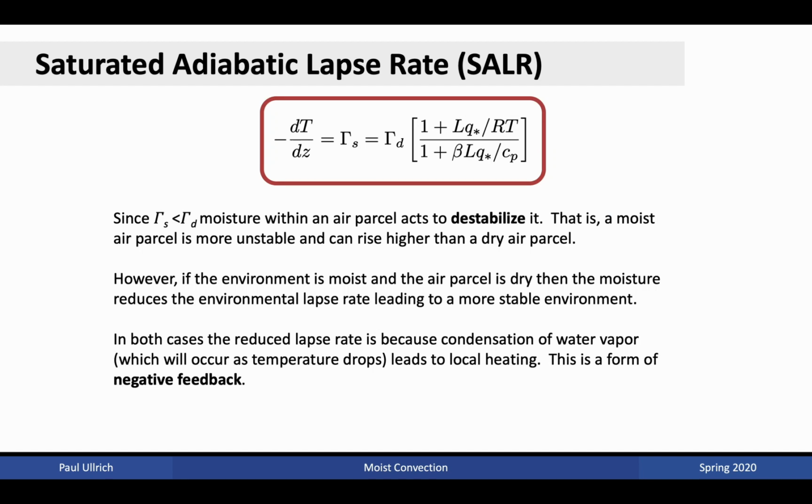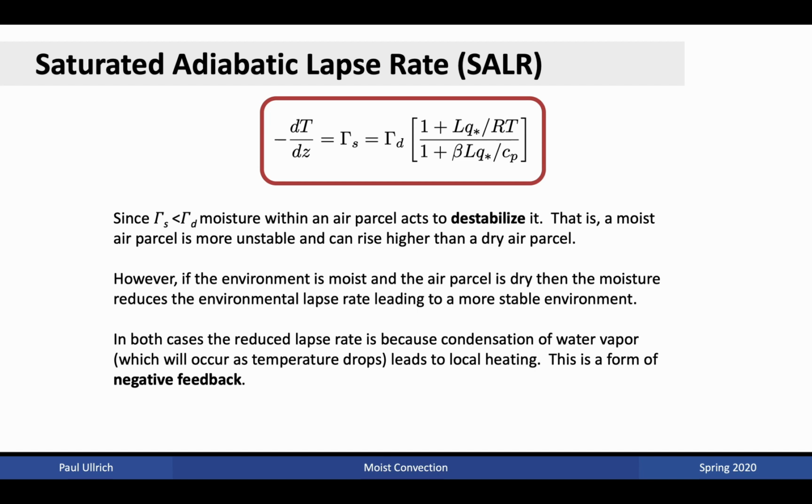Alright, since the saturated adiabatic lapse rate is always less than the dry adiabatic lapse rate, that basically means that the moisture within the air parcel acts to destabilize it. That is, because the air parcel is warming as condensation occurs, a moist air parcel will be more unstable and can rise higher than a dry air parcel. That is, it has a greater chance of remaining warmer than the surrounding environment. Now, this is the stability of the parcel. If you have a moist environment, the opposite is true. That is, if the environment is moist and the air parcel is dry, then the moisture reduces the environmental lapse rate, leading to a more stable environment.